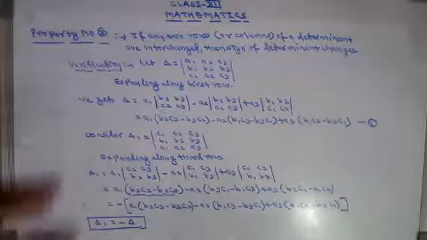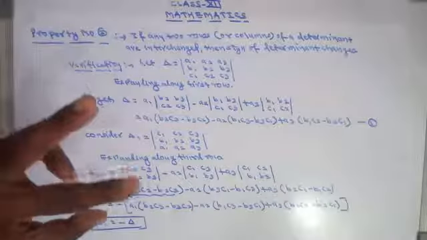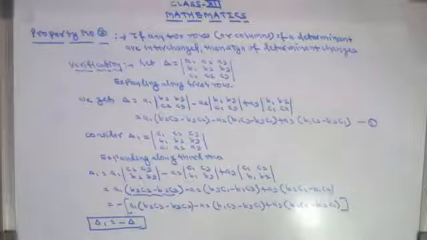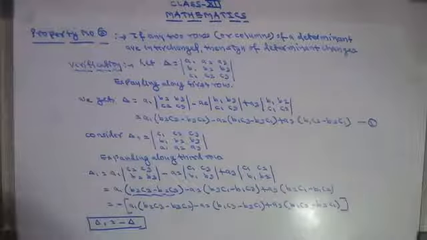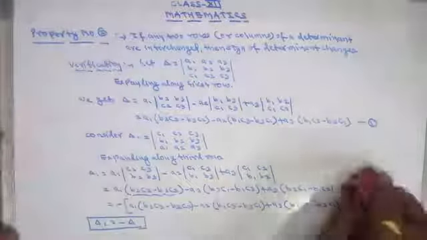It means if you interchange any two rows or any two columns of the matrix, then the sign of the determinant changes. So you remember this. Okay, so this is the second property. Now take an example of this property.